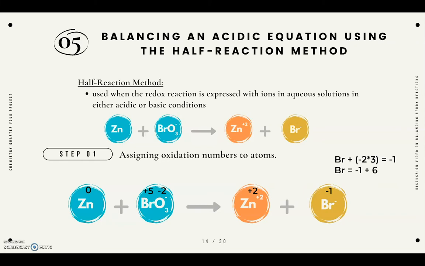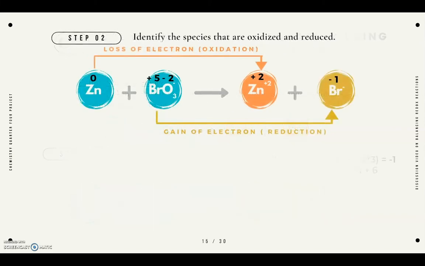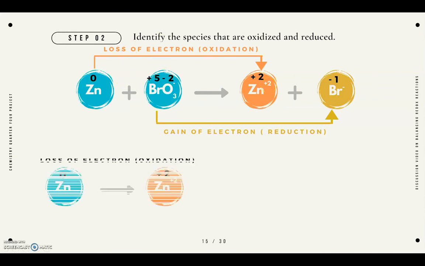Since we have identified all the charges, let us proceed to step 2, identifying the species that are oxidized and reduced. The main and only difference between the half reaction method and the oxidation number method is that in the half reaction method, we will split the equation apart into their half reactions. By that, we mean the oxidation half reaction and the reduction half reaction. The oxidation half reaction shows the reactants and products participating in the oxidation process. Since zinc is being oxidized into zinc plus 2, we will have an oxidation half reaction as such.